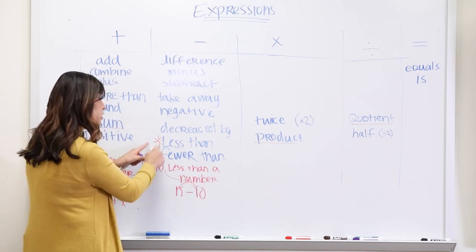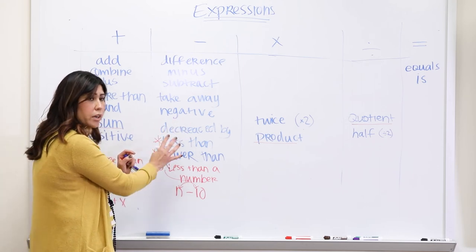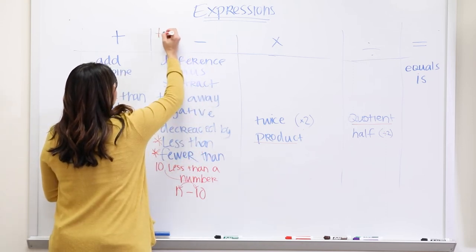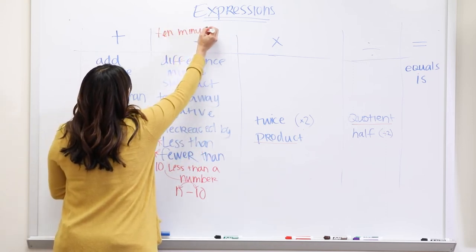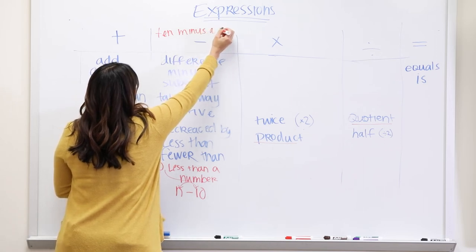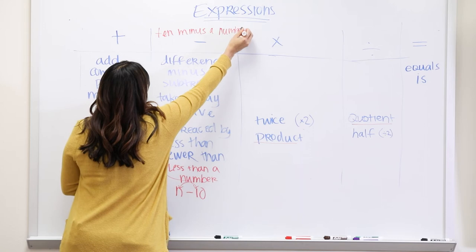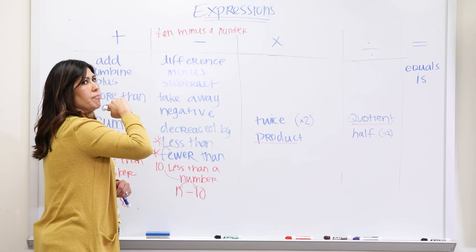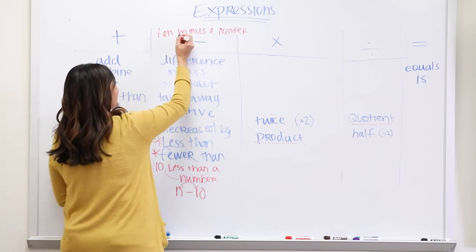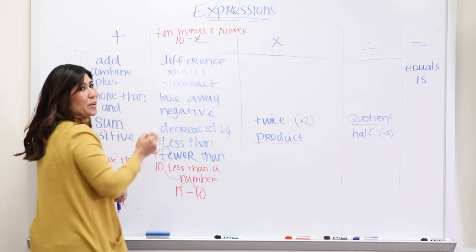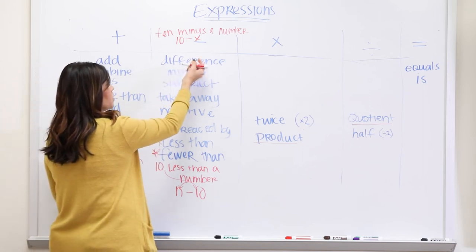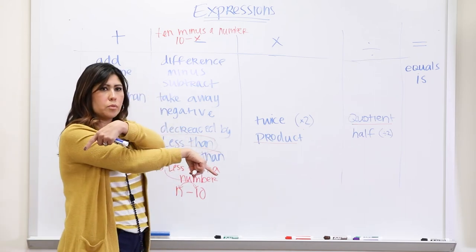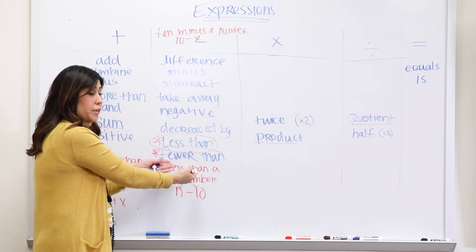So on these two only, that's why I need you to star these, highlight these, whatever. These two only. Because if I said "10 minus a number," what does that look like? Go. Yeah, it was 10 minus some number. These are just going to follow how you read them. These two, you're going to swap those spots. Read backwards, however you want to teach that.